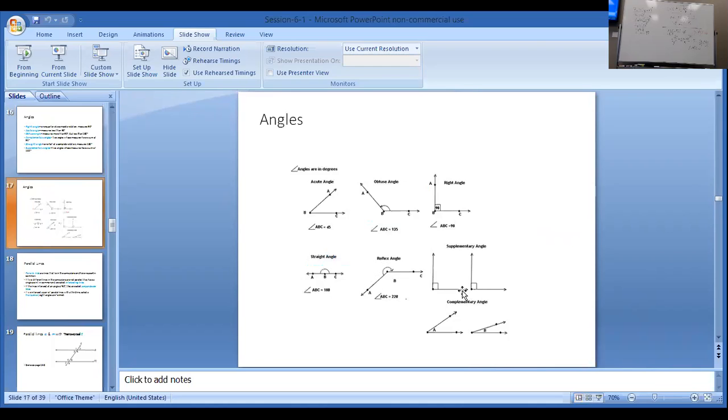These two are supplementary because if you add them up, you get 180. And again, these two are also supplementary. These are complementary. I'm sorry, this is a complementary angle. When you add them, you get 90 degrees. When you add these two at the top, you get 180.